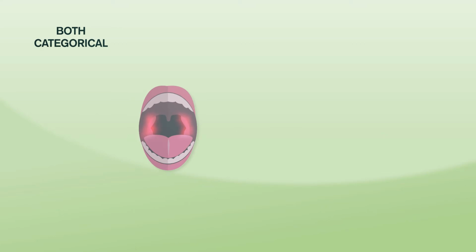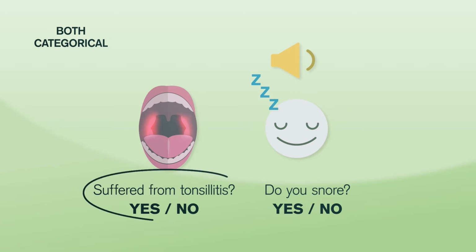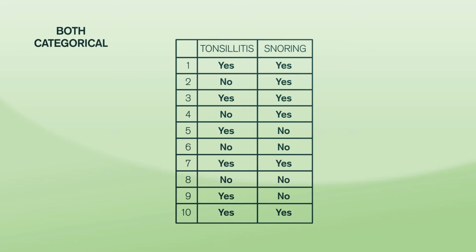Is there a relationship between suffering from tonsillitis and snoring? A study into this measured two categorical variables across 50 children, where one variable is tonsillitis with possible responses yes or no, and the other variable is snore, with possible responses yes or no. So for each child, we have information on whether or not they snore and whether or not they have suffered tonsillitis. Here are the data for the first 10 children in the study.